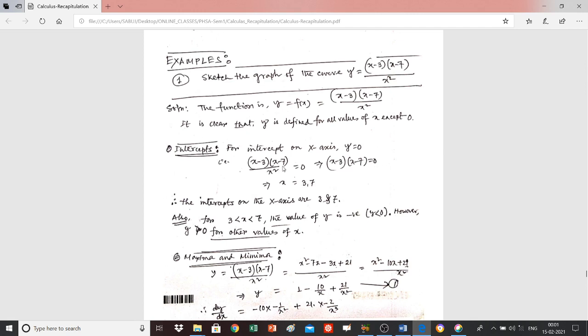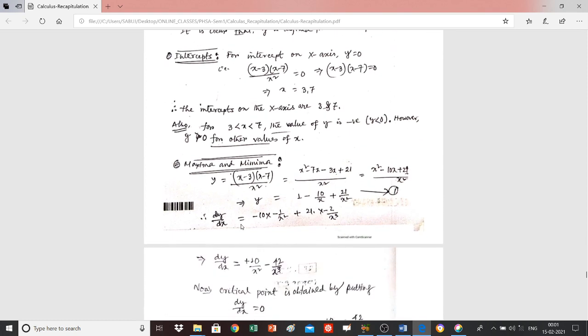(x minus 3)(x minus 7) into x squared is equal to 0, so from here x is equal to 3 and x is equal to 7. So for x equal to 3 and 7, the curve will intercept with the x-axis. Obviously, keep in mind that y is equal to 0 in this case. So the coordinates of the points of intersection are (3, 0) and (7, 0), because y is 0 in this case. So now find out the value of maxima and minima.